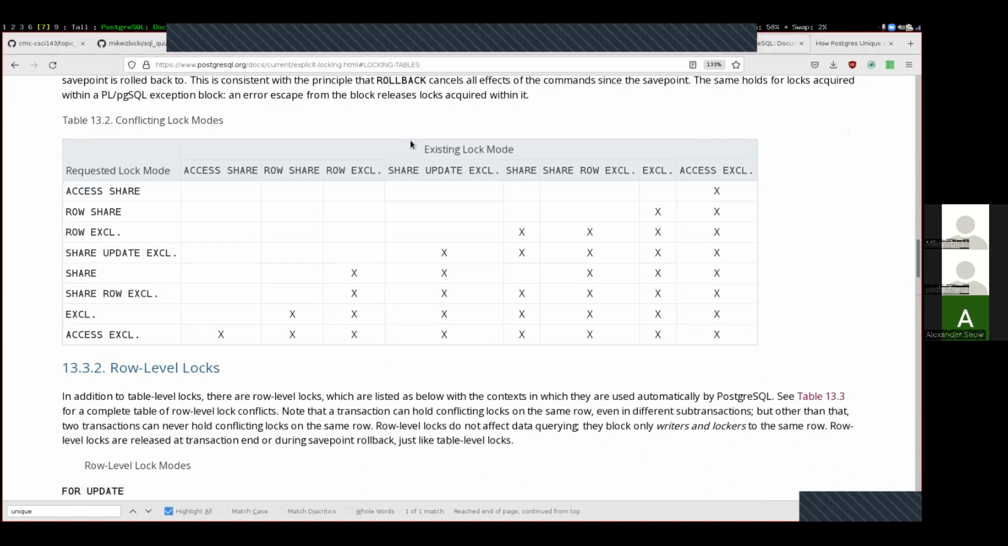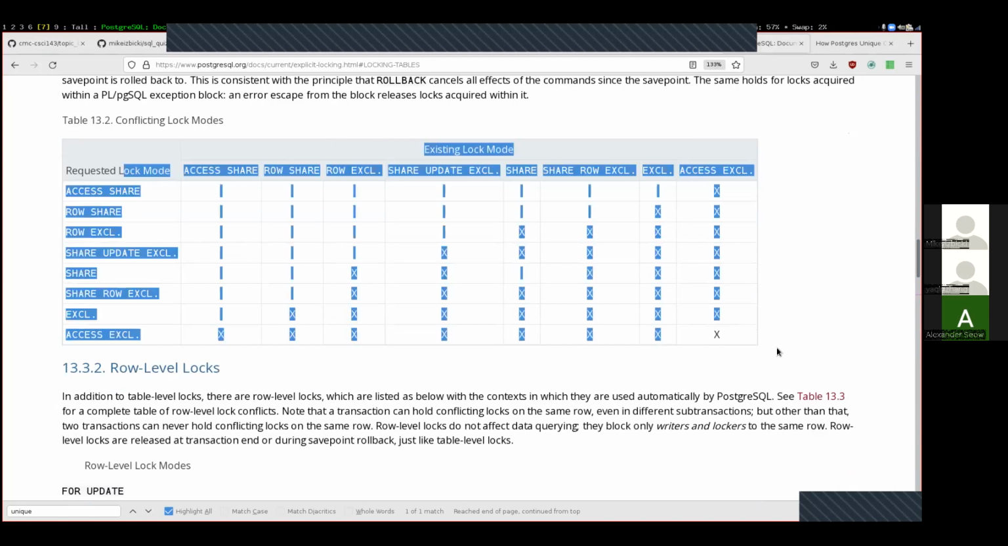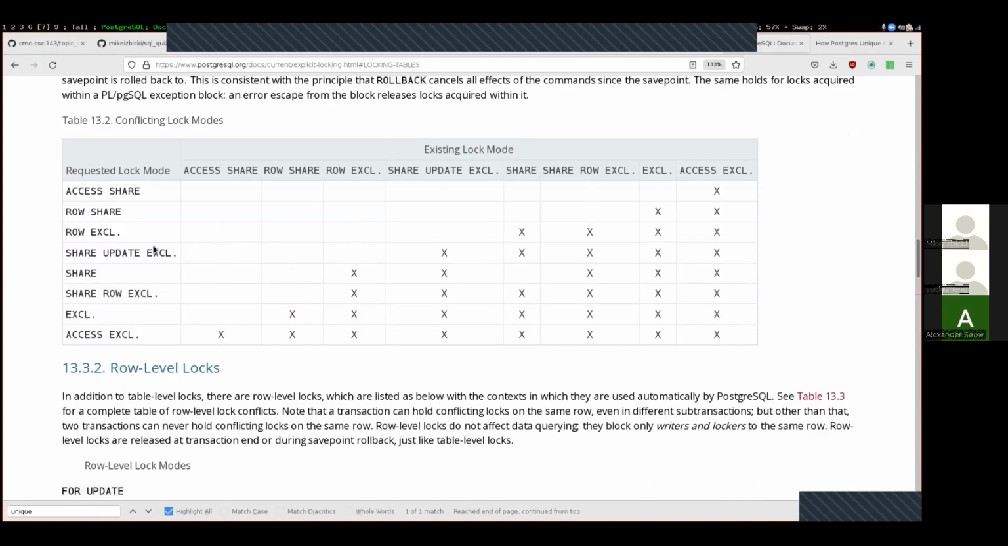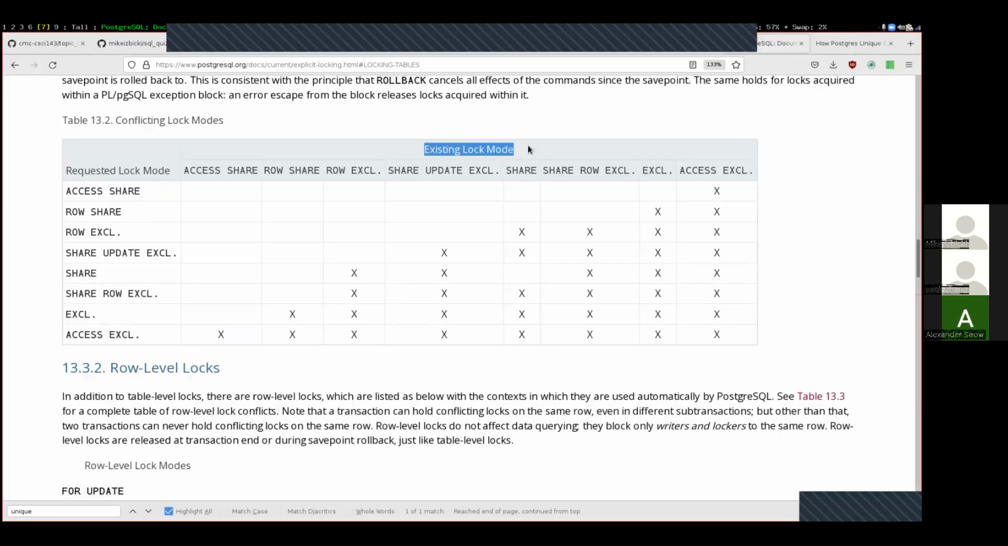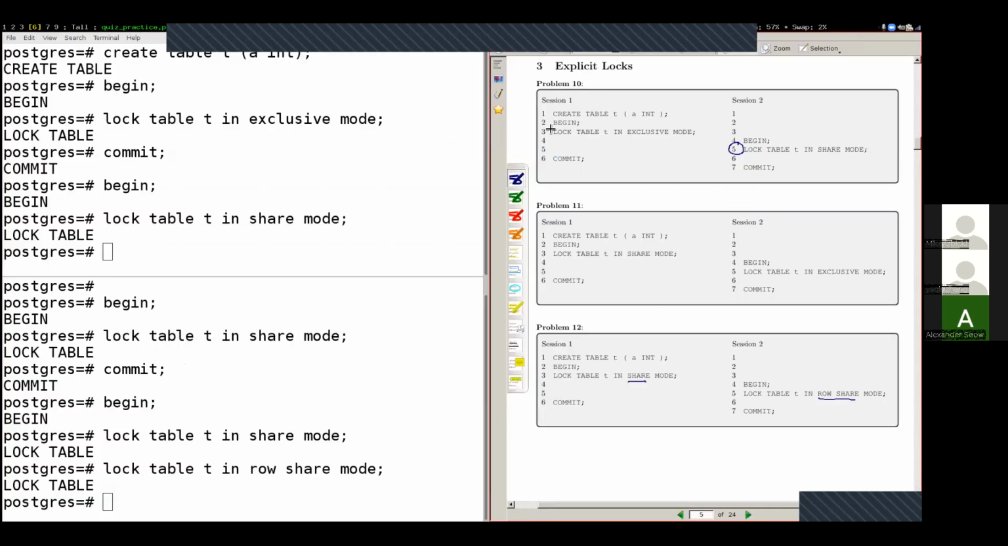In this case, it's this table down here that we want to investigate in order to determine which locks are going to be compatible with other locks and which cause psql to block. The requested lock mode down here is going to be the lock mode on the right-hand side in this case, the lock mode that happens second. And the existing lock mode is the lock mode that is happening on the left-hand side, or more importantly, the lock mode that is happening first. So in order to know if line 5 right here is going to block, I'm locking in share mode.